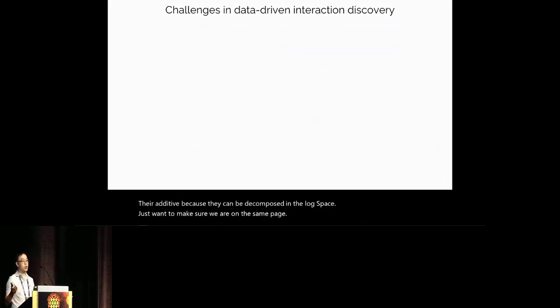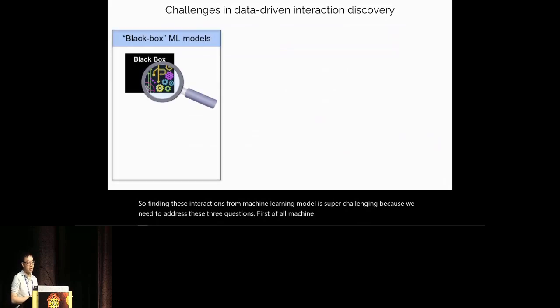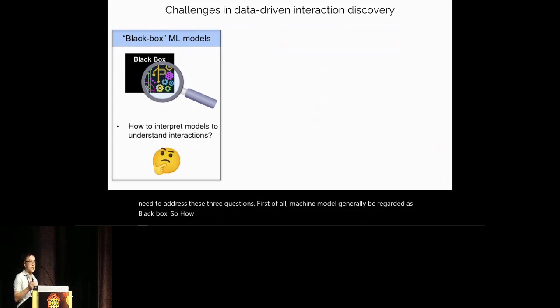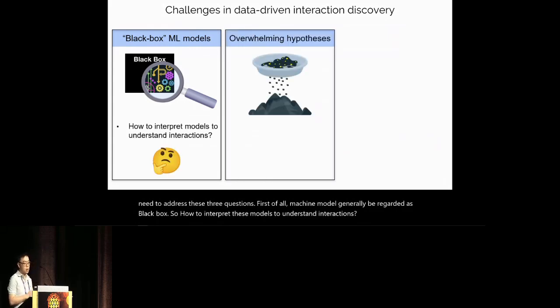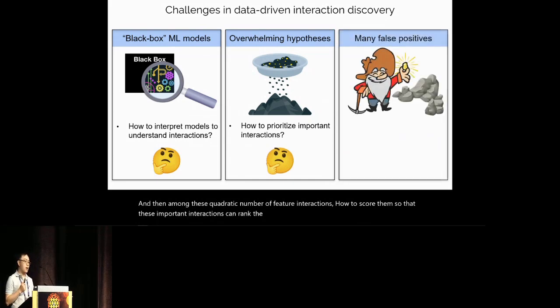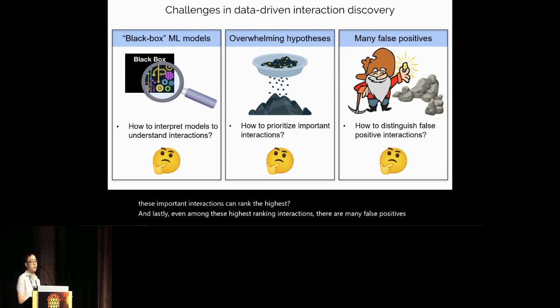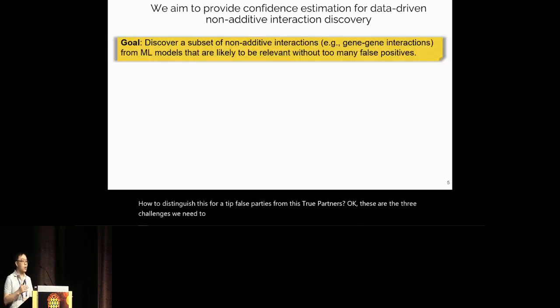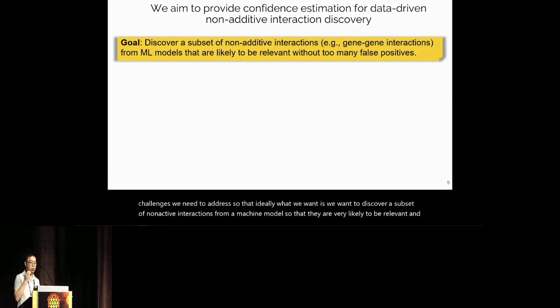Finding these interactions from a machine learning model is super challenging because we need to address three questions. First of all, machine learning models are generally regarded as black boxes. So how do we interpret these models to understand interactions? And then among the quadratic number of feature interactions, how do we score them so that the important non-additive interactions are ranked the highest? And lastly, even among the highest ranking interactions, there are many false positives. How do we distinguish these false positives from the true positives? These are the three challenges we need to address. Ideally, we want to discover a subset of non-additive interactions from a machine learning model so that they are very likely to be relevant, and meanwhile we don't want too many false positives.